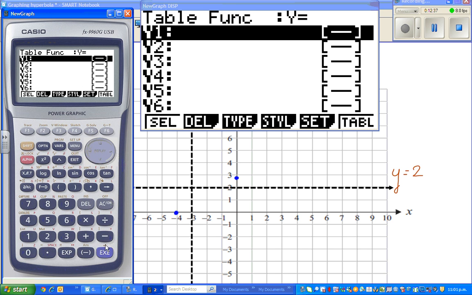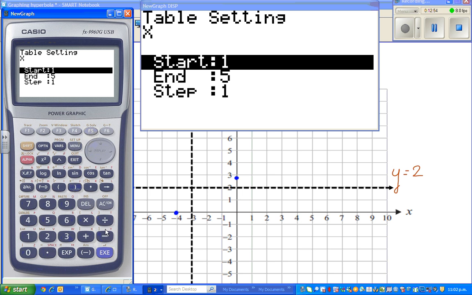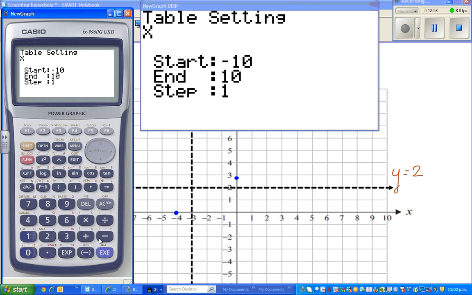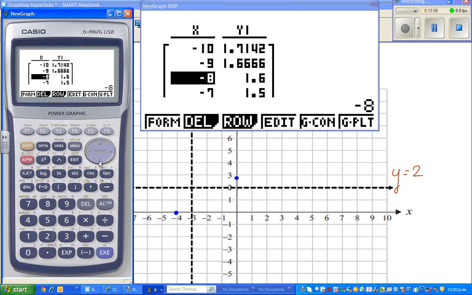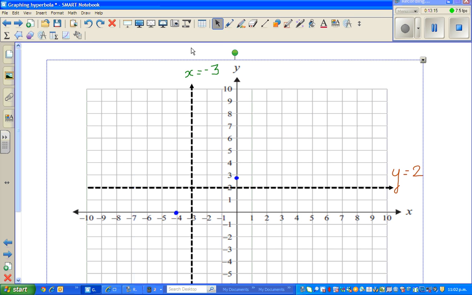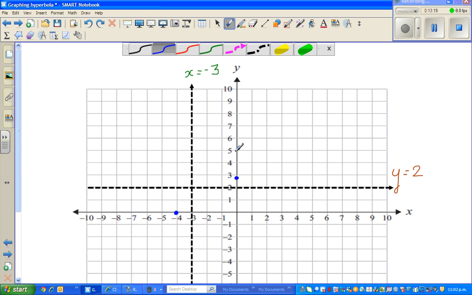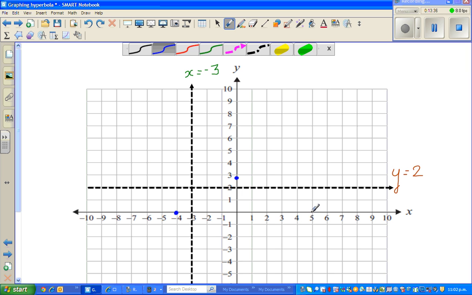Go to table and type in the equation: bracket 2x + 8, close the bracket, divided by, again a bracket, x + 3, close the bracket. Let me set the range from negative 10 to 10, and a step of 1 would do. In the table, I'm not interested in these ugly points, so let me only take the neat points. So you got negative 1, and it's 5 comma 1 here.